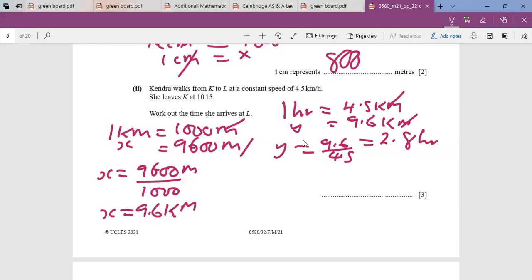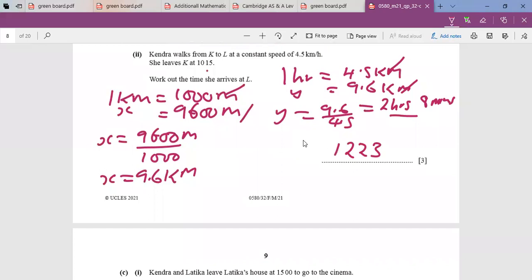So in this case, this is two hours, in short, 8 minutes. 80 minutes. This is what we are going to get. So this person starts off at 10:15. When you add 2 hours, it will take you to 12:15. When you add 8 minutes, it's going to take you to 12:23 hours. That is the time this person will arrive at L.